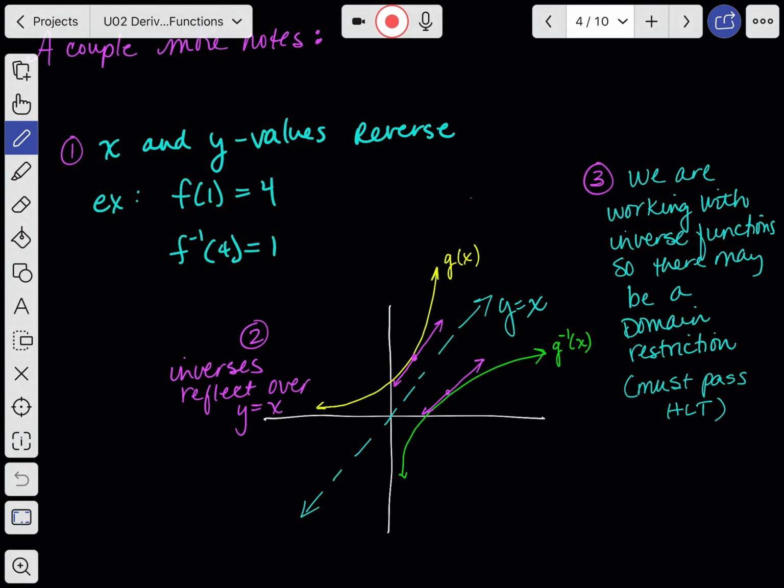So a couple more notes about inverses. You switch the x and the y. So if you have a function evaluated at 1 and you get 4, then the inverse evaluated at 4 would give you back 1. Graphically, the inverses reflect over the line y equals x. And we'll see the relationship in the derivatives after a few examples. And then last thing we need to think about is we're working with inverse functions. So an inverse function is going to be passing the horizontal line test. So we might have to have a domain restriction.